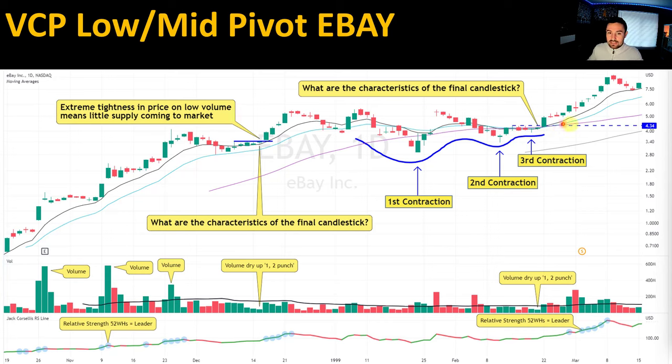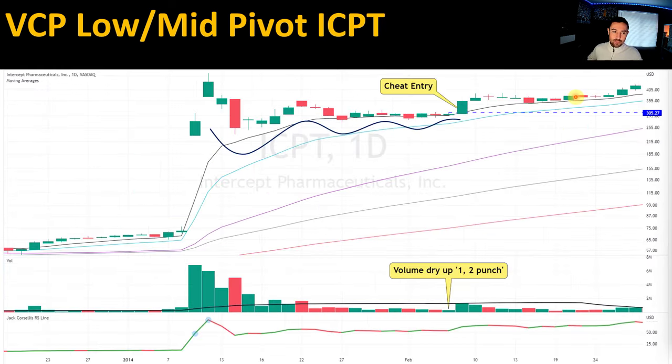So you get this mini Darvas box forming right around the 10, 21 and 50 SMA. Look how the volume dries up for the 1-2 punch, then away it goes. So I keep on labeling this: what are the characteristics of the final candlestick? What is it looking like before the stock moves out? Really, really important to study this in a very deliberate manner.